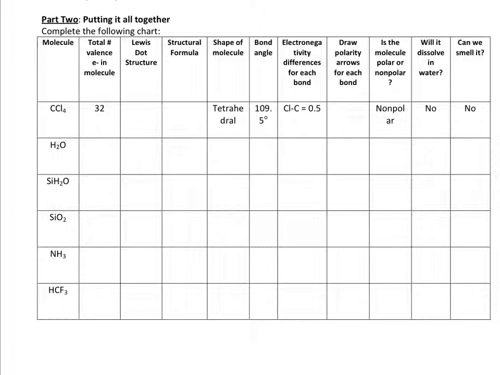So we're going to do Lewis dot structures, structural formulas, predict the shape, find the bond angle, and figure out if this molecule overall is a polar molecule. Polar means it has charges, so one side is going to be slightly positive and one side is going to be slightly negative. The way we do that is we take a look at the electronegativity differences.